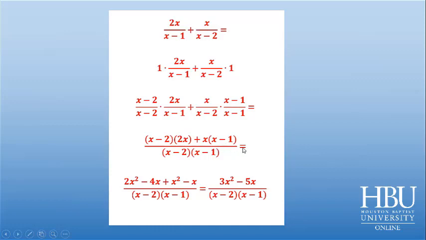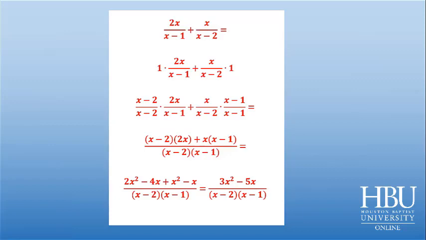To finish the problem, I simply multiply out the numerator. x times 2x is 2x squared, minus 2 times 2x is minus 4x. And then I'm adding x times x is x squared, and x times minus 1 is minus x. Finally, I simplify the numerator. 2x squared plus x squared is 3x squared, minus 4x minus another x is minus 5x. And that numerator goes over the common denominator.